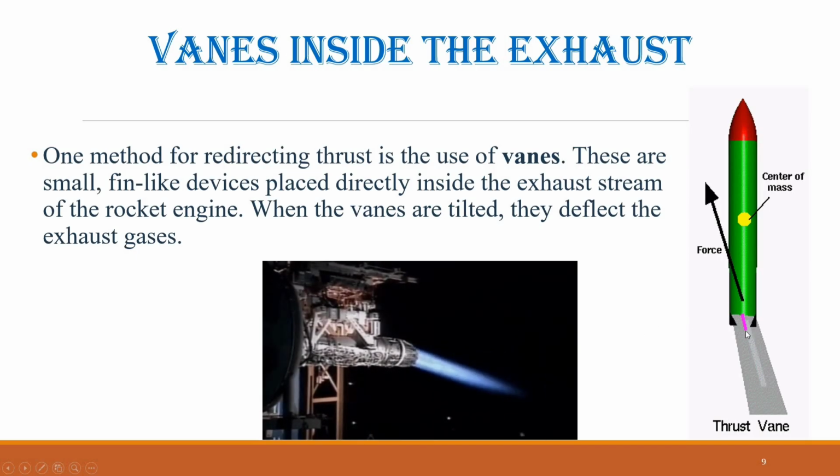One method for redirecting thrust is the use of vanes. These are small, fin-like devices placed directly inside the exhaust stream of the rocket engine. When the vanes are tilted, they deflect the exhaust gases. According to Newton's third law of motion, action and reaction, the rocket responds by pointing in the opposite direction. This technique allows rockets to be steered without adding external fins or canards, reducing weight and drag while maintaining effective control during flight.